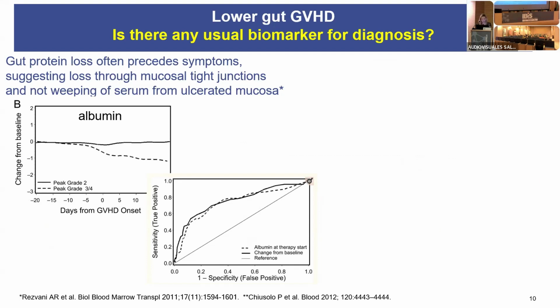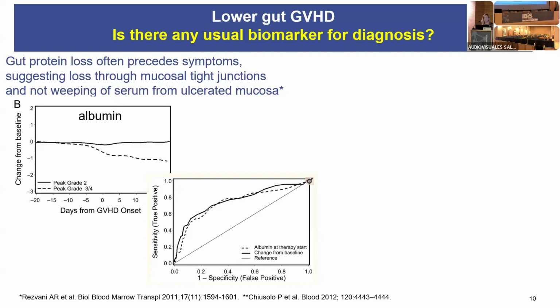Well, actually, what we always do is evaluate the albumin levels in all patients with GvHD and in all transplant patients. And it has actually been shown that gut protein loss precedes symptoms. If you check the proteins along the allogeneic transplant, at the start of acute GvHD, a drop by 0.5 can predict the development of grade 3 to 4 acute GvHD, which is interesting.